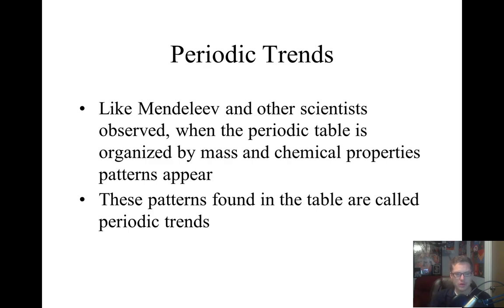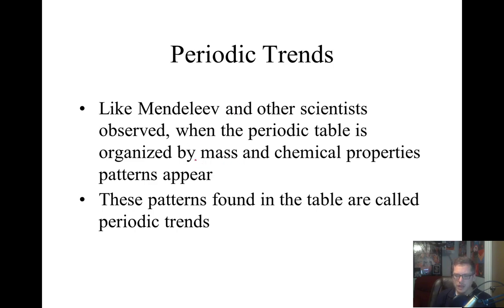So this is Chem 1, Unit 3, Chapter 5, Part 2. We're going to be talking about periodic trends. In the last video, we talked about the periodic table. We talked about Mendeleev and how he organized the periodic table, and other scientists. We talked about the groups of the periodic table, so on and so forth.